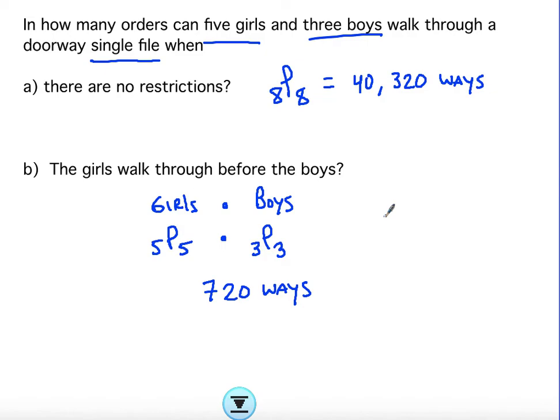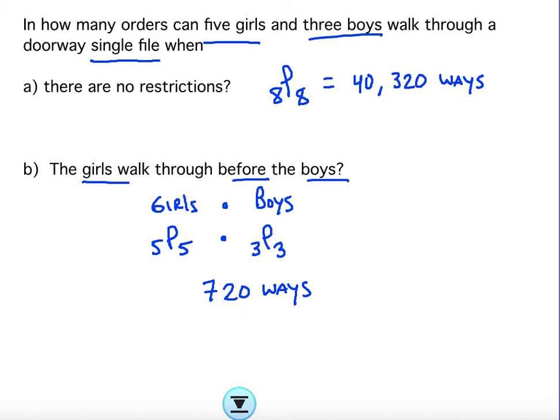And this is less ways because there's more of a restriction now. The girls have to walk before the boys. So there's going to be less different possibilities when there's a restriction placed on it.